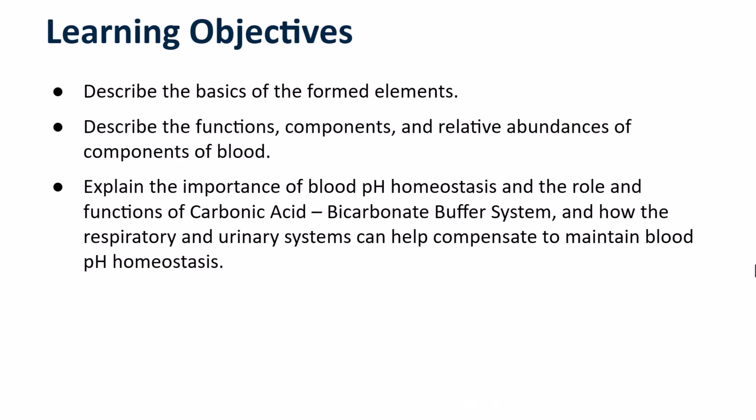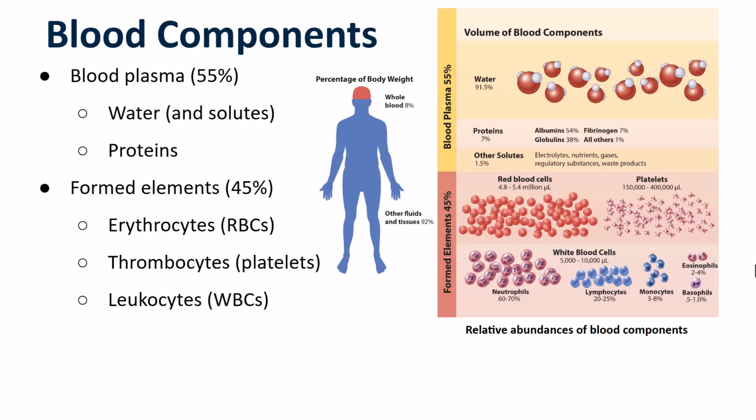In this video, we'll discuss the basics of the formed elements of blood, the functions, components, and relative abundances of the components of blood, and explore the importance of blood pH homeostasis and the role and functions of the carbonic acid bicarbonate ion buffer system, and how both respiratory and urinary systems can help compensate to maintain blood pH homeostasis. So let's begin with the blood components.